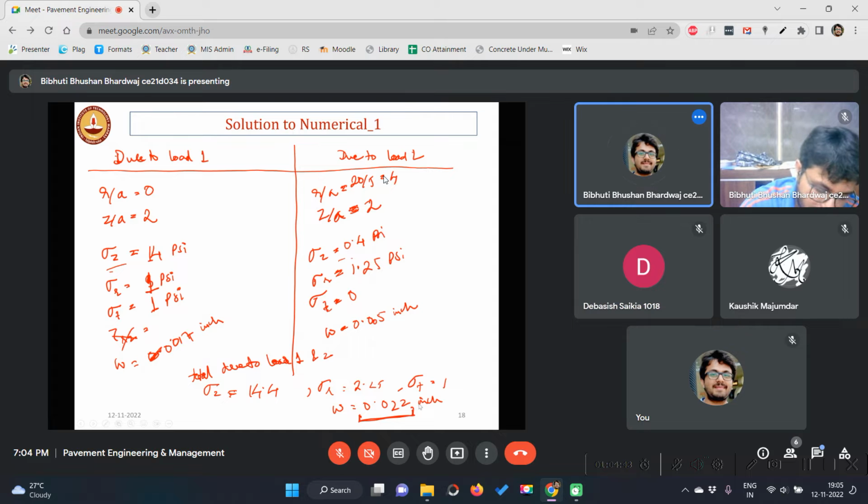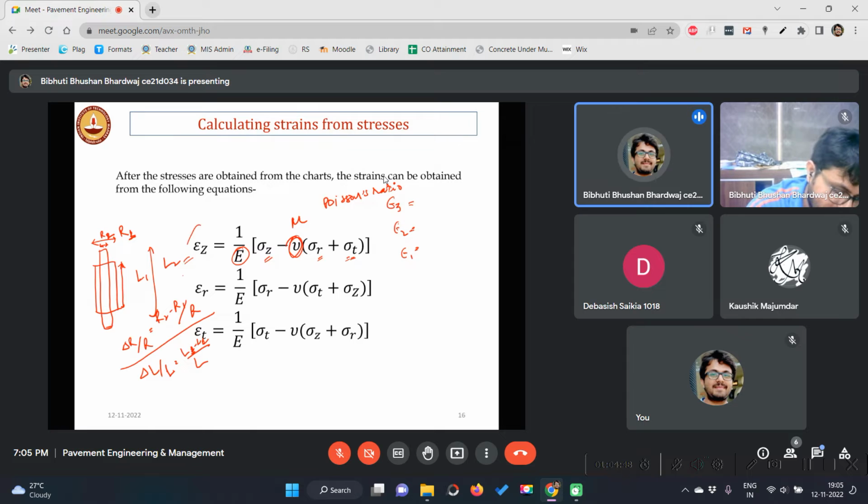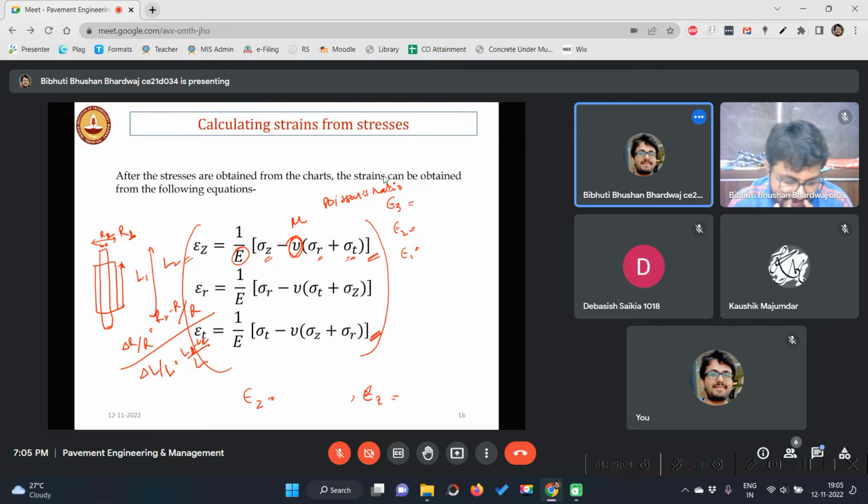Okay. Now, how to find out the strains? Use this formula. We don't need all the strains, right? So let's find epsilon z and epsilon t, and tell me what is epsilon z. E is 10,000. Mu is 0.5. And you know sigma r, sigma t, sigma z.